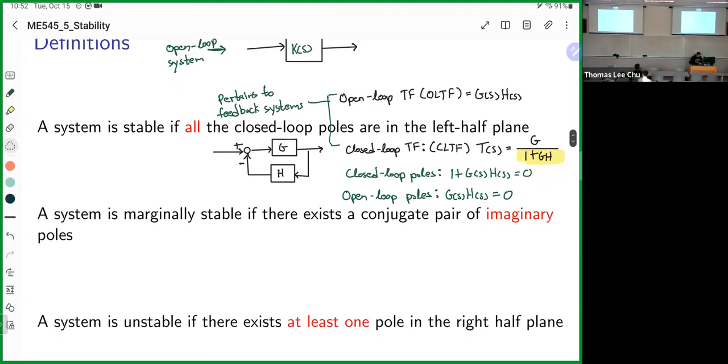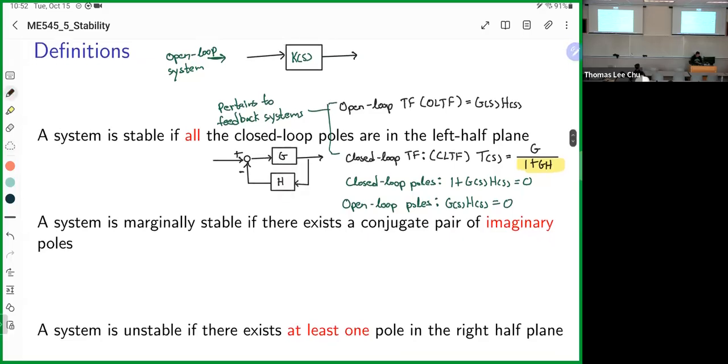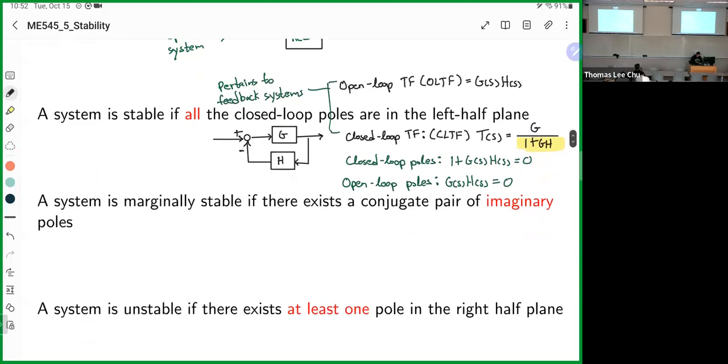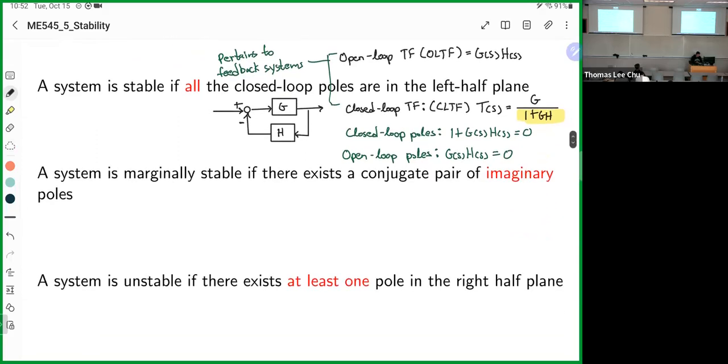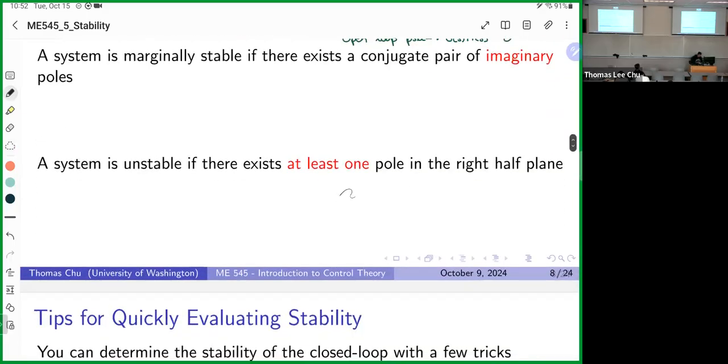Okay, so I guess that goes back to earlier, I said that a system is marginally stable if there exists a conjugate pair of imaginary poles. And then a system is unstable if there exists at least one pole in the right half plane. So that also makes a bounded input, bounded output unstable. So I just like this visual.